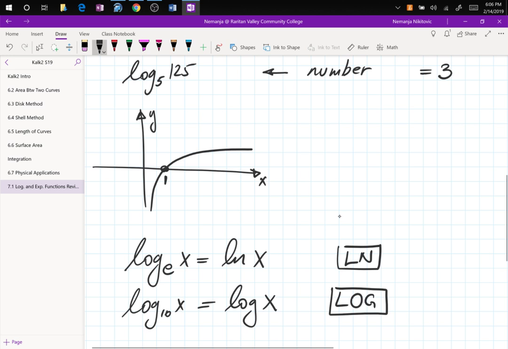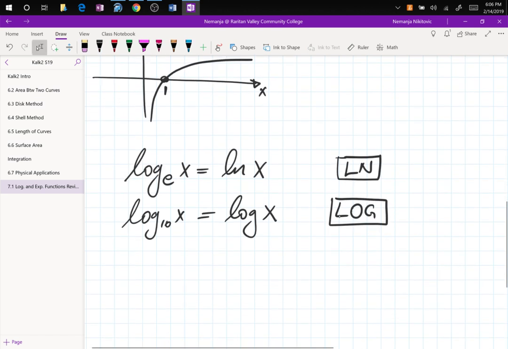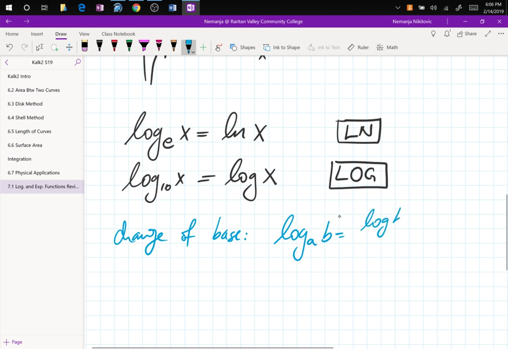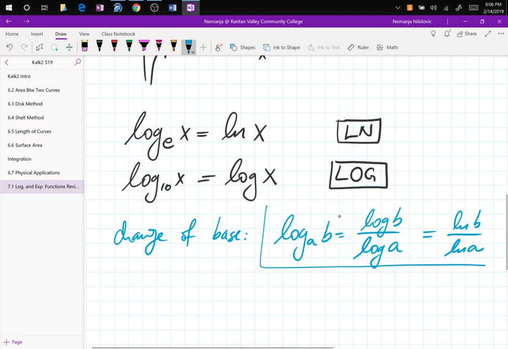And your scientific calculators might have both of these or only one of these, because there is a very easy formula that converts log bases, and you can go from any base into any base easily. So that's called a change of base. Here, let's do a blue. Change of base. The change of base formula says that log base A of B is log B over log A, or ln B over ln A. So you can convert the base.